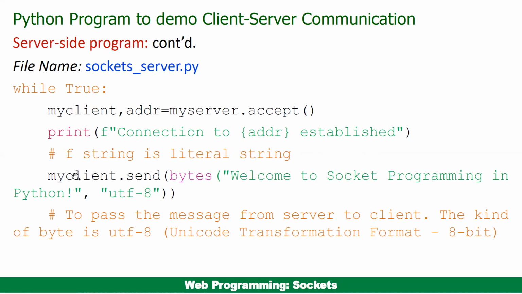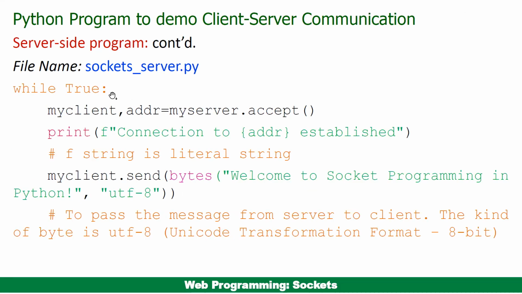Then the server sends some information to the client, for example, here my client dot send, in the form of bytes. So the text data, welcome to socket program in Python. Here the standard format is UTF-8. To pass the message from server to client, the kind of byte is this 8-bit format, UTF-8. UTF stands for Unicode Transformation Format. We have 16-bit also, but by default, simpler, we will use the 8-bit format. So this is sending data.